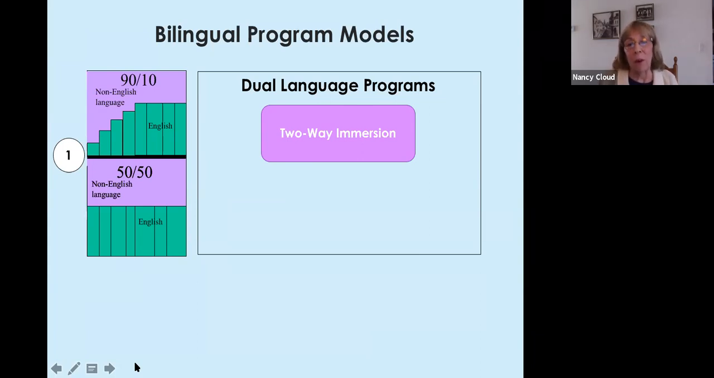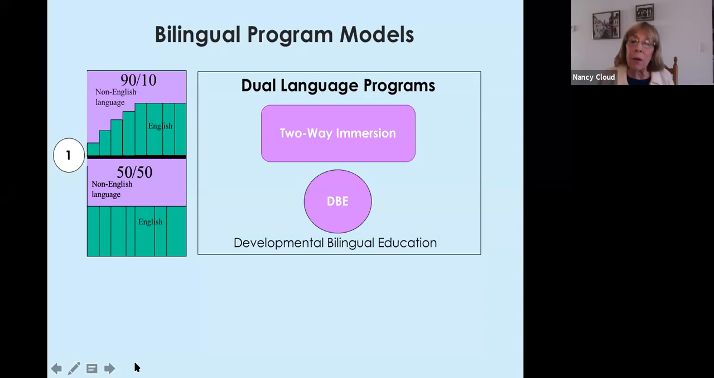And that might sound like, gee, how does that work? But actually the 90-10 programs have shown that kids develop better literacy in both languages, because English gets a lot of support outside of school. Now, another model of dual language programs is called developmental bilingual education. It too is a dual language program because the intention is to keep kids in the program over time, at least 4 to 6 years, hopefully throughout their schooling career.